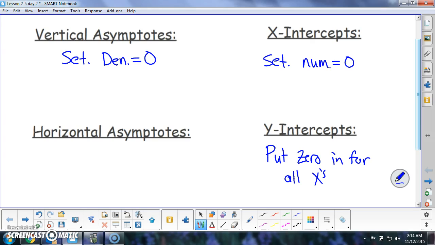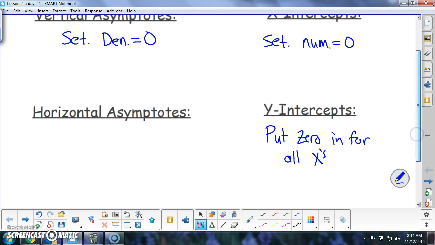And then lastly the horizontal asymptote, it's going to be kind of conditional, if you will. It can be one of three conditions. You're going to have to look at the degree of the numerator and the denominator. If the degree of the top is less than the bottom, then it's y equals 0. Just a horizontal asymptote right on the x-axis.